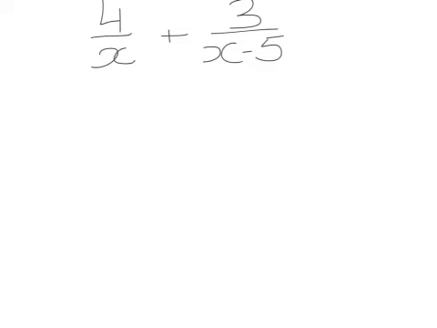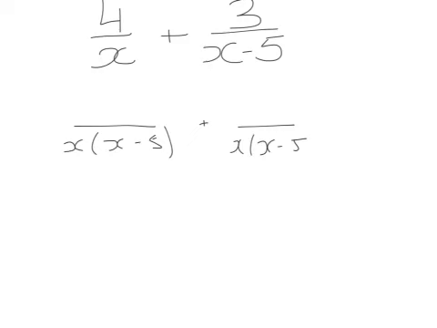For this question here, we have 4 over x plus 3 over x minus 5. Okay, we're still going to start our process the exact same way and get that matching bottom. So x minus 5 on both.